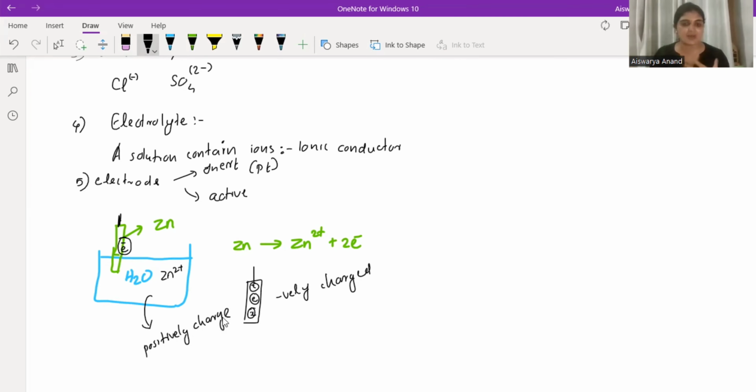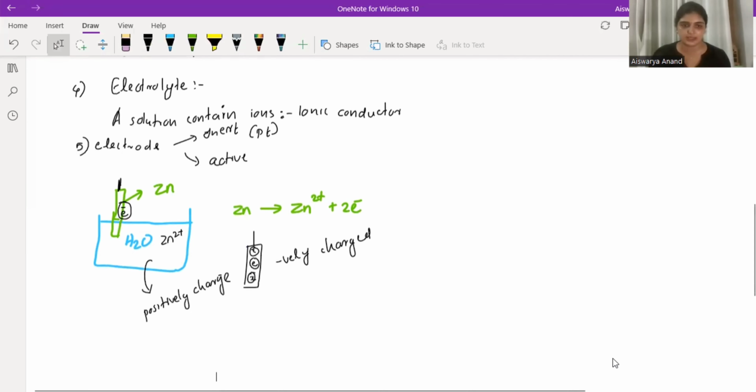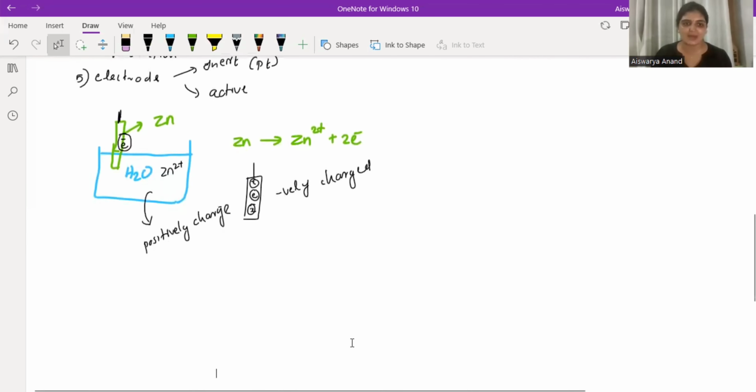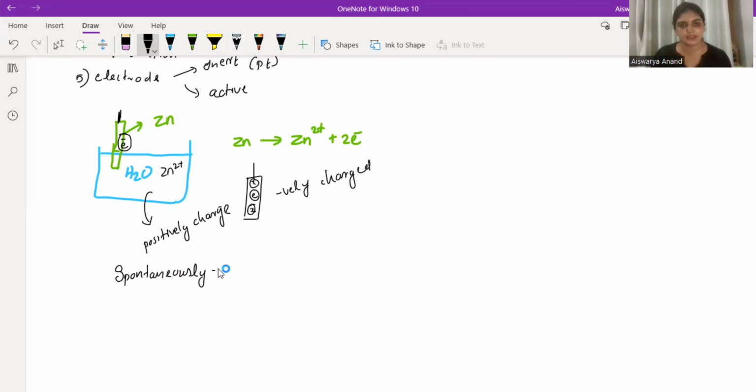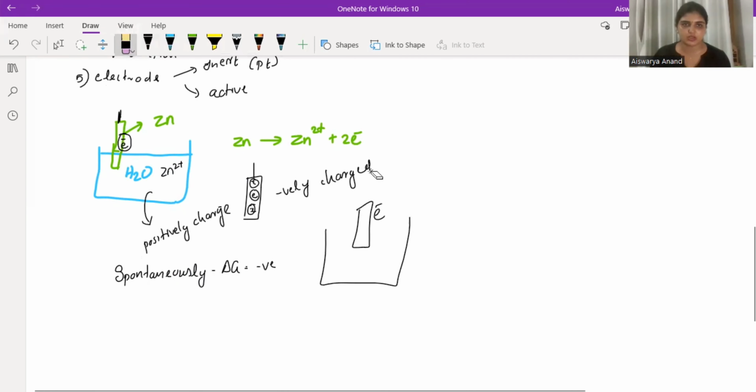Now, if this reaction is happening automatically, in chemical terms we say it is happening spontaneously. We can represent spontaneous as delta G equal to negative. If it is happening spontaneously, the resulting solution will be such that the electrode has a high negative charge, or I'm just putting it as negative charge.